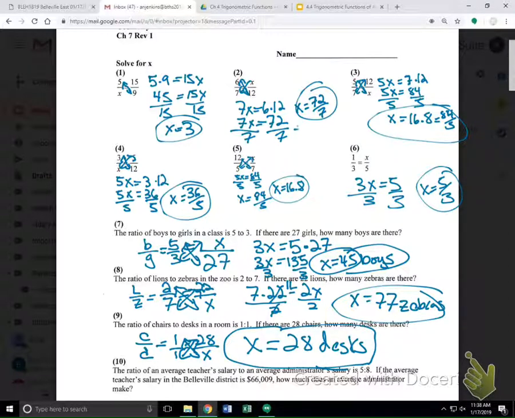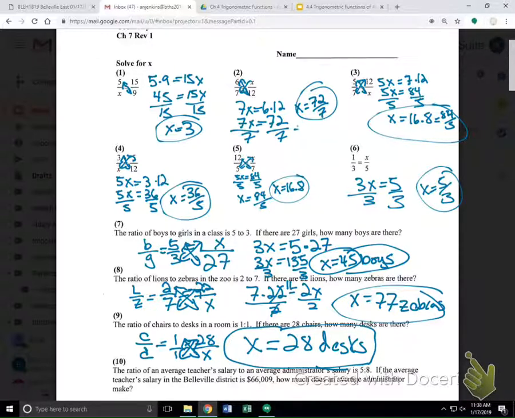Okay, do you guys have a question on any of these this far? No. So all of these you have to convert from word form into a proportion and then solve it. So you will have a section just like this on your test. Any questions this far? Yep, Bree?